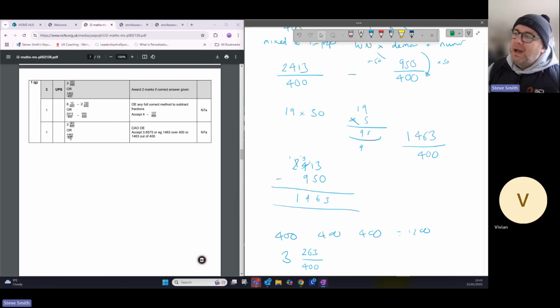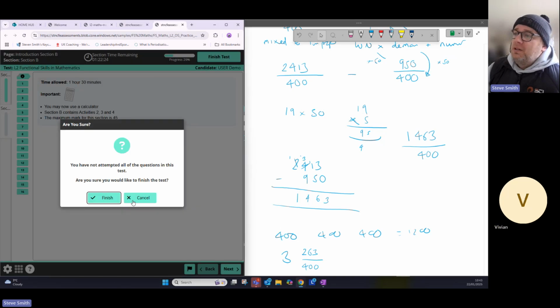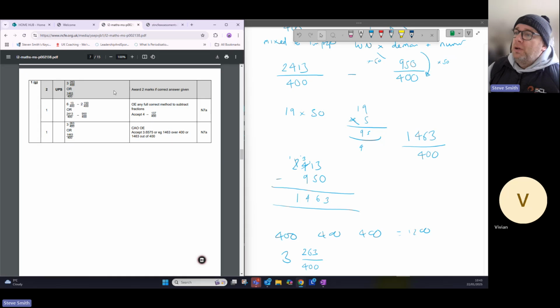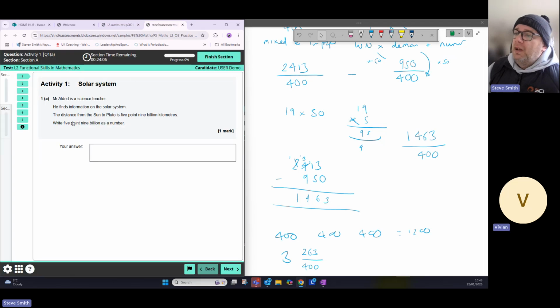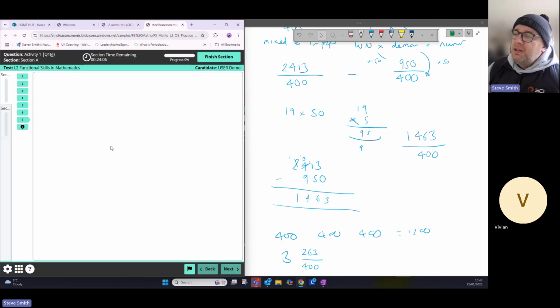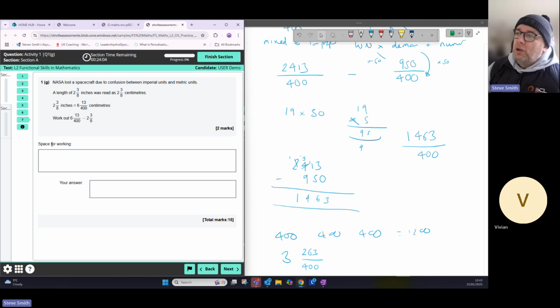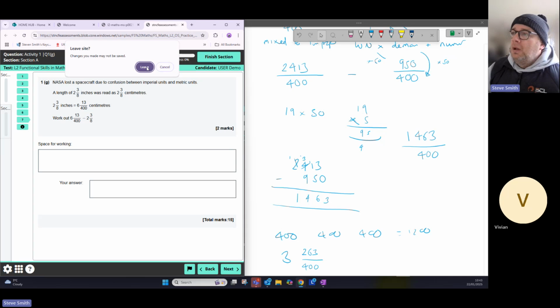Look, it says there, accept. I would have left it there. I wouldn't even bother making it a mixed number, because it doesn't say, please put your answer back into a mixed number. It doesn't say that. So you're quite well within your rights to put it in like that. If you don't have to do something, don't do it.